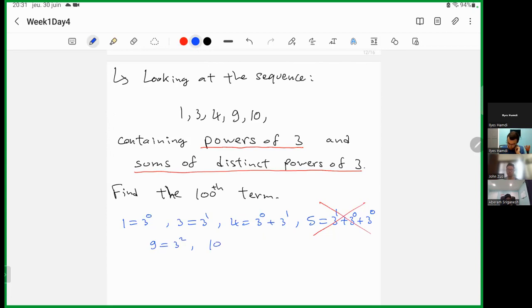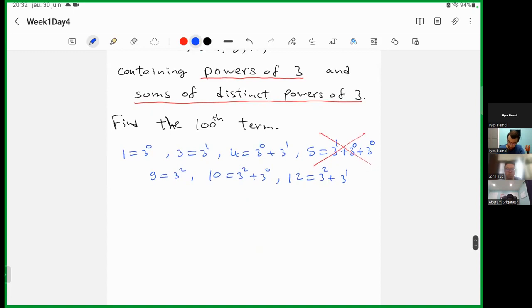Then I have 10, which is 3 to the 2 plus 3 to the 0. Can I have 11? No. Can I have 12? Yes. 3 to the 2 plus 3 to the 1, etc. Okay, so I think you understood how the sequence is constructed. Now I need to find the 100th term. So let's do it step by step.